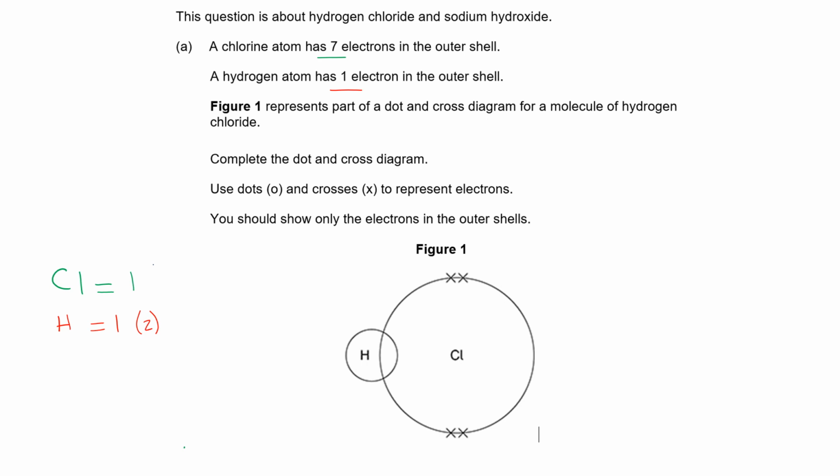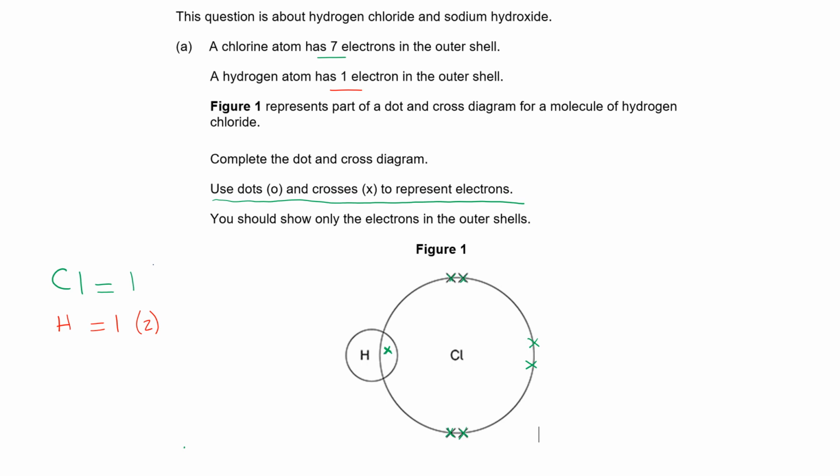If we then have a look at plotting our electrons, the question specifically says use dots and crosses. So make sure you use crosses for one and dots for the other. And they have already allocated crosses for chlorine. So start off with plotting the electrons for your chlorine. They've already put 2, 4 in, so 5, 6, and that one electron that it needs to share with hydrogen we need to put in the space between where the circles overlap.